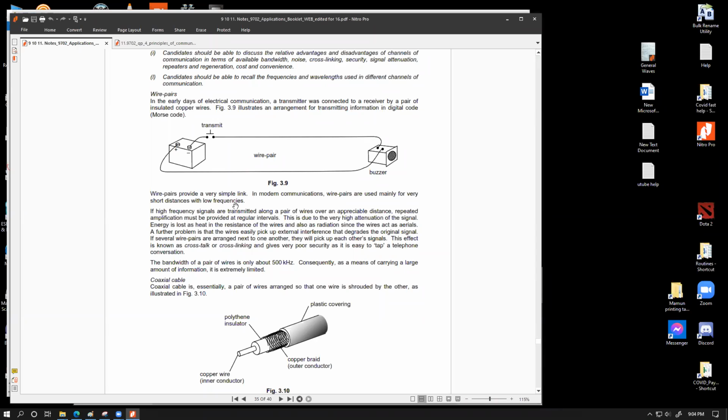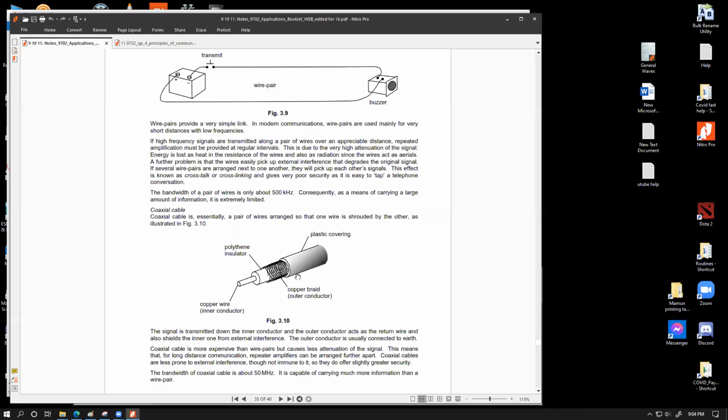Here we have the advantage and disadvantage of different types of communication channel that we can have access to in our regular process. Here we have wire pairs, and then we have coaxial cable. The benefit of coaxial cable is that the outside metal mesh, copper braid, outer conductor, is actually a mesh of copper. It doesn't necessarily have to be copper. Copper is very good because copper is a good conductor.